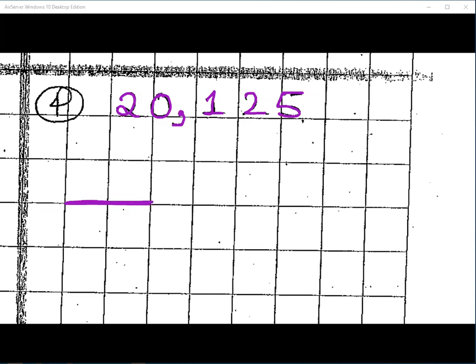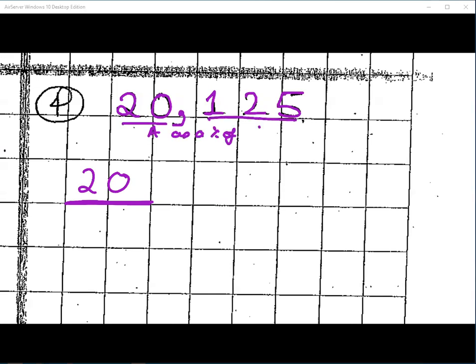So what number goes on the top? 20, because it is the first number. The first number says this is A as a percentage of B. So the A goes on the top. And what goes on the bottom?